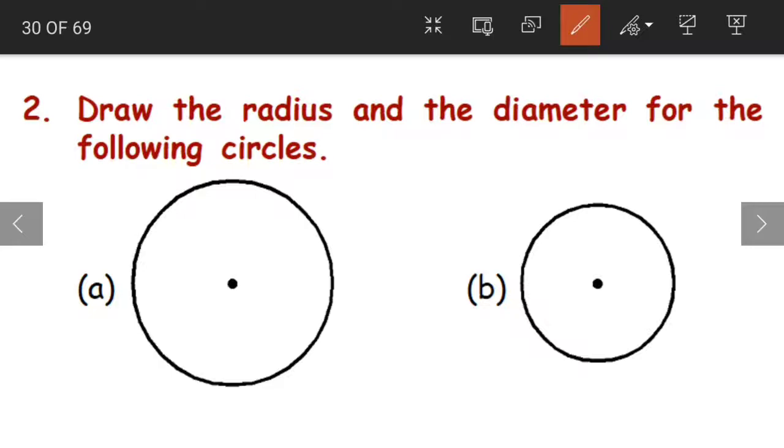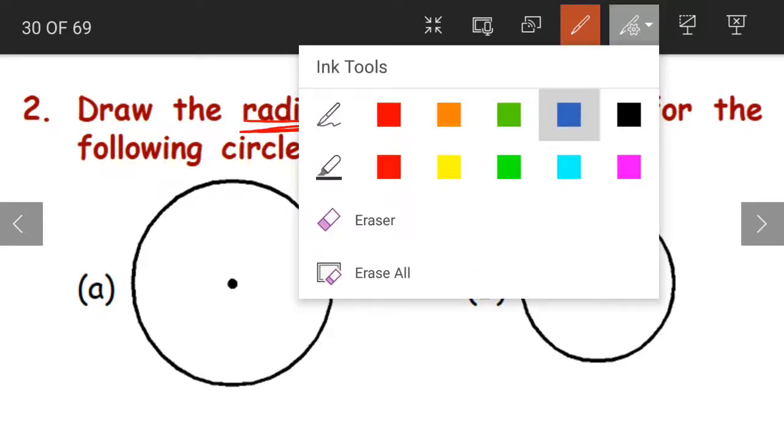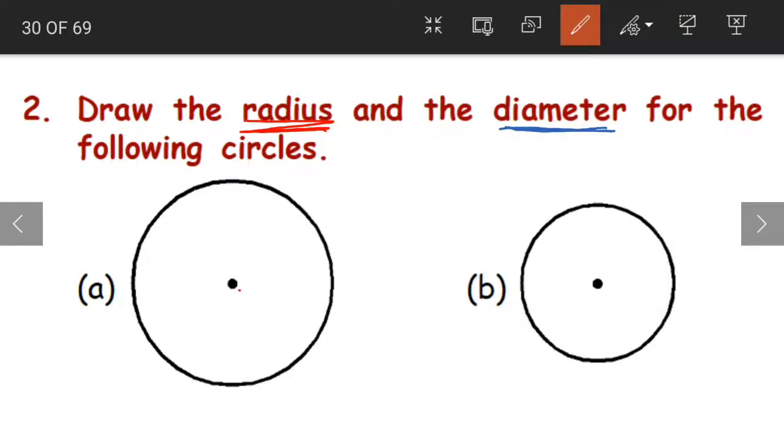Now question 2. Draw the radius and the diameter for the following circles. So we'll draw the radius with color red and we'll draw the diameter with color blue. Okay children? See, now coming first to the radius. How to draw the radius? We have to join a line segment. Put any point on the circle, anywhere on the circle, and join the center and the point on the circle. By doing this, we got our radius.